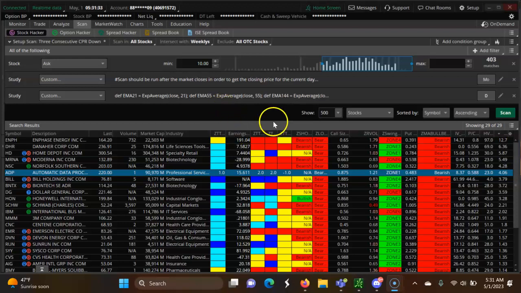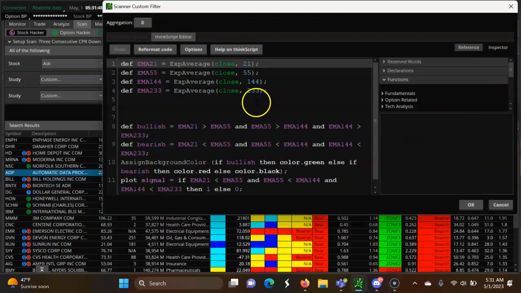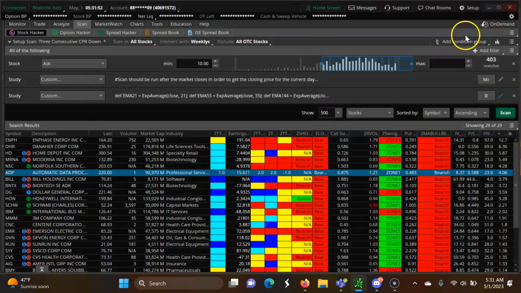So in this video, we're looking at a CPR scanner on a monthly basis. It's the first day of the month, Monday. So we are going to look at monthly, and we're also looking for stocks which are above all the daily moving averages. Here are the moving averages we are looking at: 21, 55, 144, 233. It has to be above all of them. Sorry, it has to be below all of them. So these are bearish stocks.